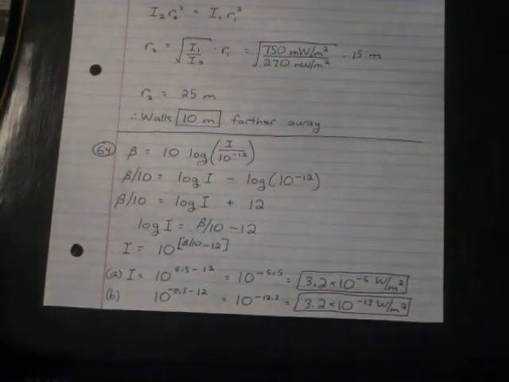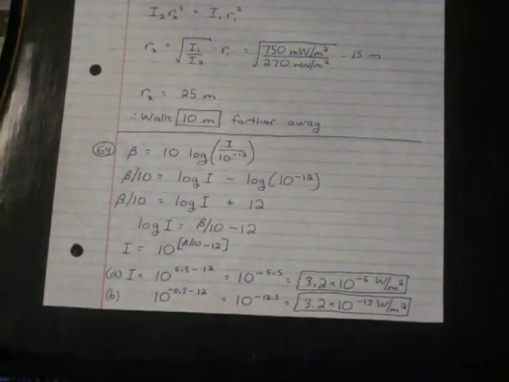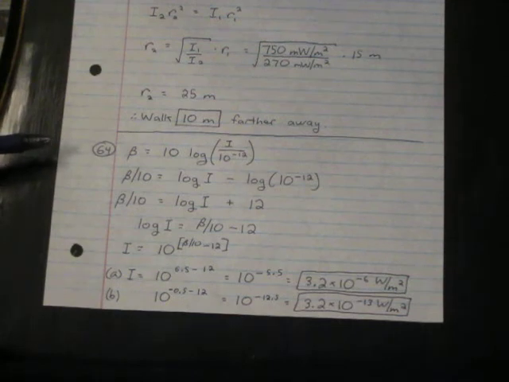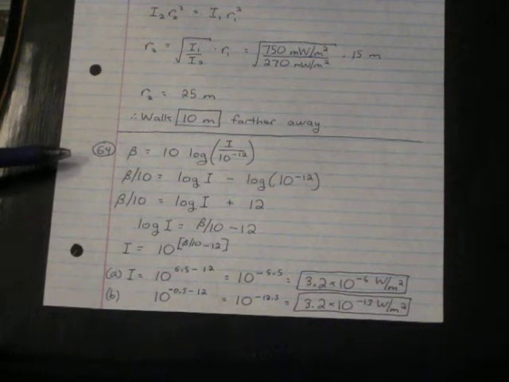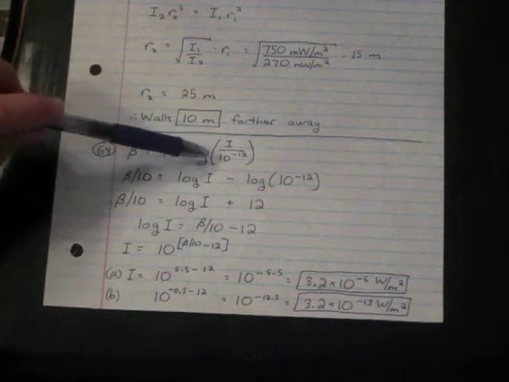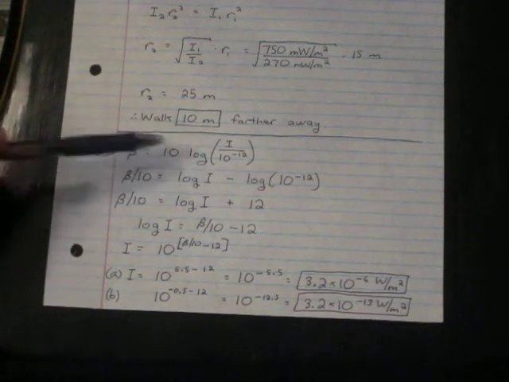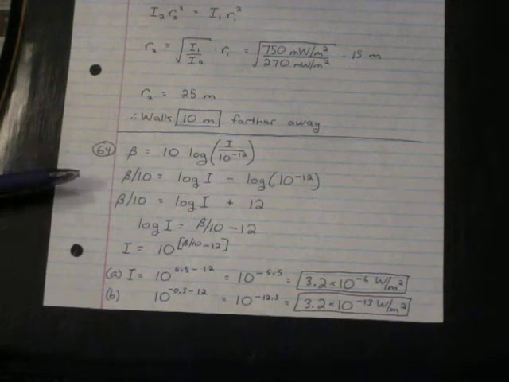For number 64, the intensities in watts per meter squared of sound with intensity levels of 65 decibels and -5 decibels. We'll use this equation. Beta is 10 times the logarithm of intensity divided by the intensity for threshold of hearing, 10 to the -12, and those units would be in watts per meter squared. And we're solving this algebraically for I.